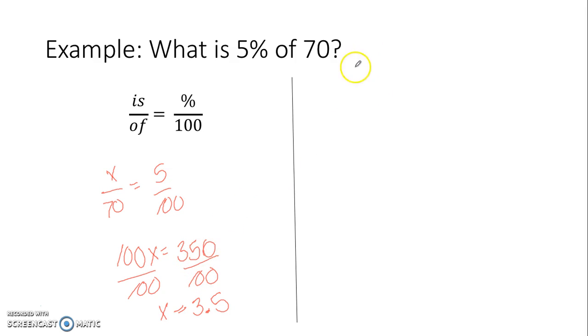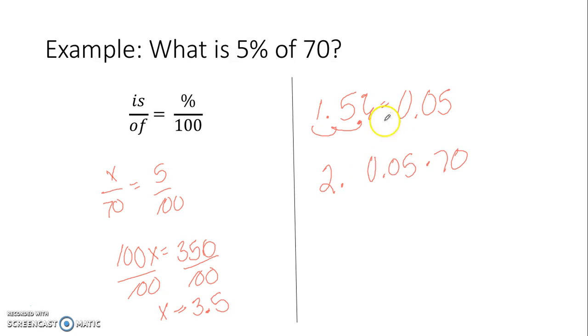Our second way uses the same idea, just figuring out the equation. Step one is to change 5% to a decimal. 5% as a decimal is 0.05 because you move the decimal point over 2 places. Step two, take 0.05 and multiply it by the number we're finding the percent of. So 0.05 times 70 is equal to 3.5.